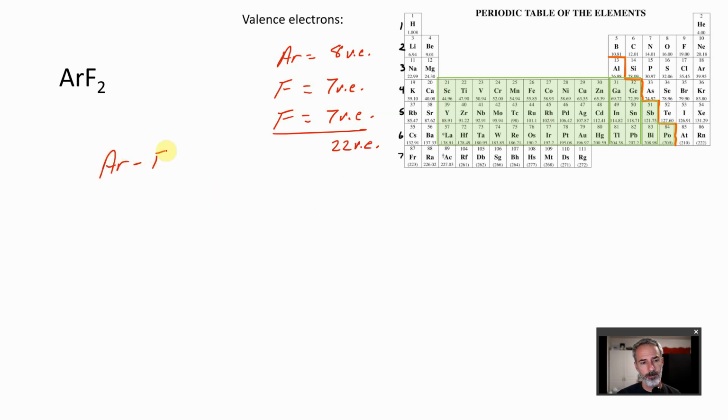Argon goes in the middle. And we start around the outside. Fluorine does need an octet. It's not hydrogen. It does need an octet. Goes like that. We've used 2, 4, 6, 8, 10, 12, 14, 16. We've used 16. So if I subtract my 16 electrons, how much do I have left? I have 8. Is that right? Nope, 6. Not 8. 6. Okay.